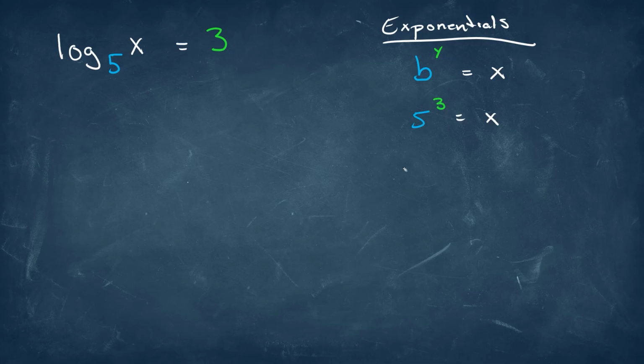When we have 5 raised to the third power, that means we're going to have 5 times 5 times 5. So 5 multiplied 3 times, which will give us an answer of 125. So that means that over here, x is going to be equal to 125.